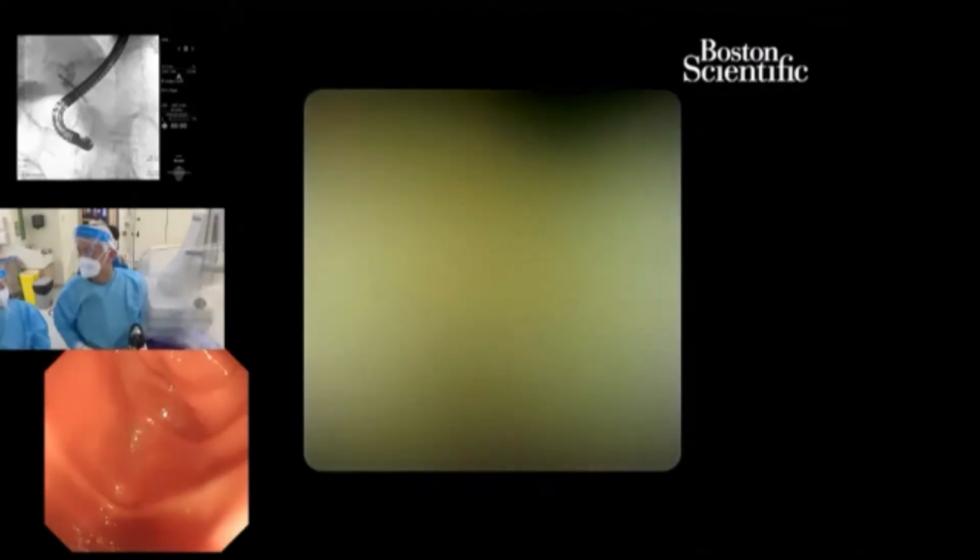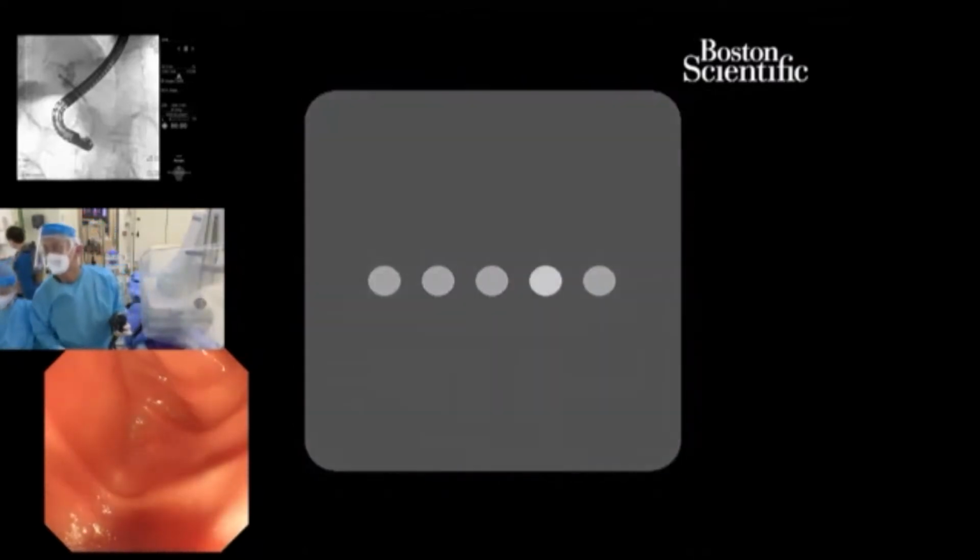Stagnation proximal to the stricture sometimes gives you sludge and stones, and sometimes we need to be very careful not to miss a malignant stricture. Yeah. What do you think, Anthony? Of course.